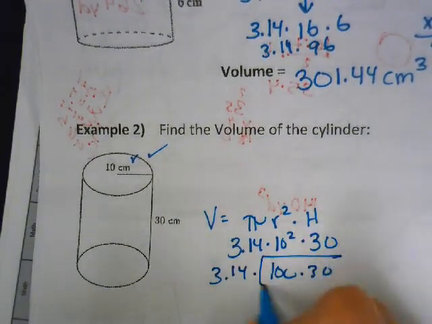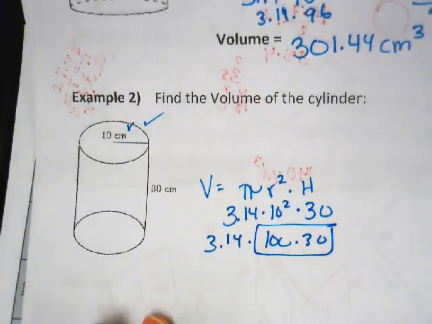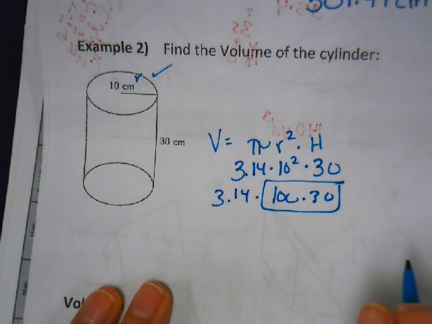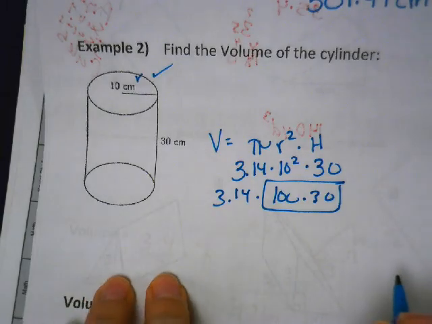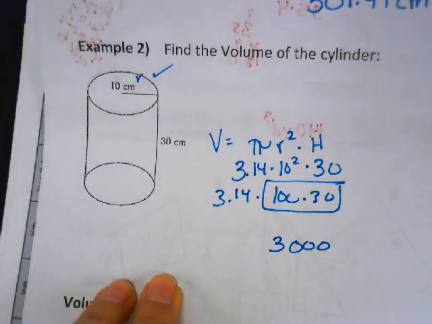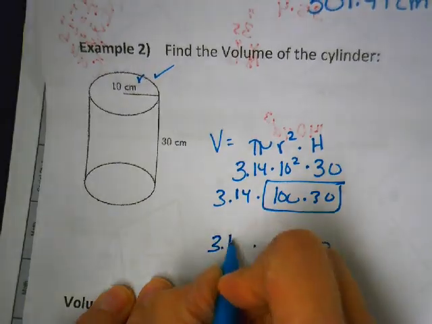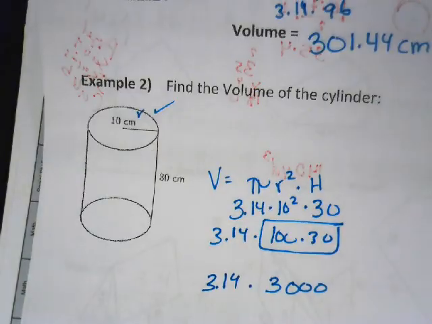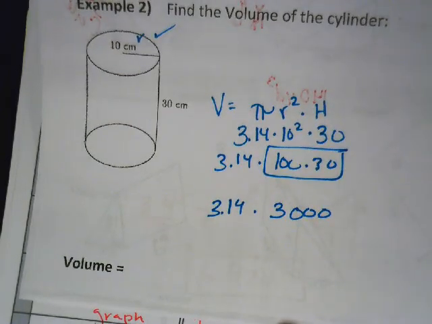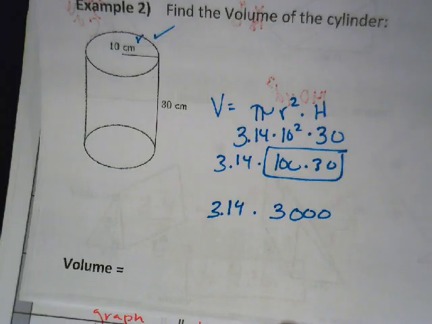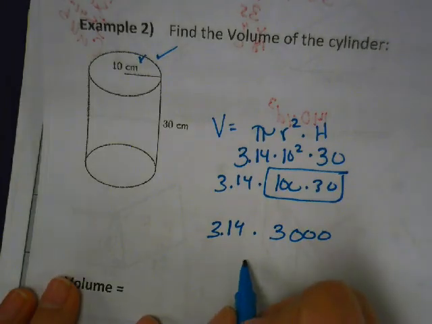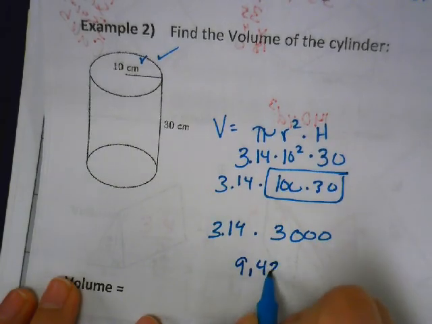I would do this first. What's 100 times 30? 3,000. All right. We're a lot closer. So here's your answer, times 3.14. I'll let Siri help us. Hey Siri, what's 3.14 times 3,000? 3.14 times 3,000 is 9,420.